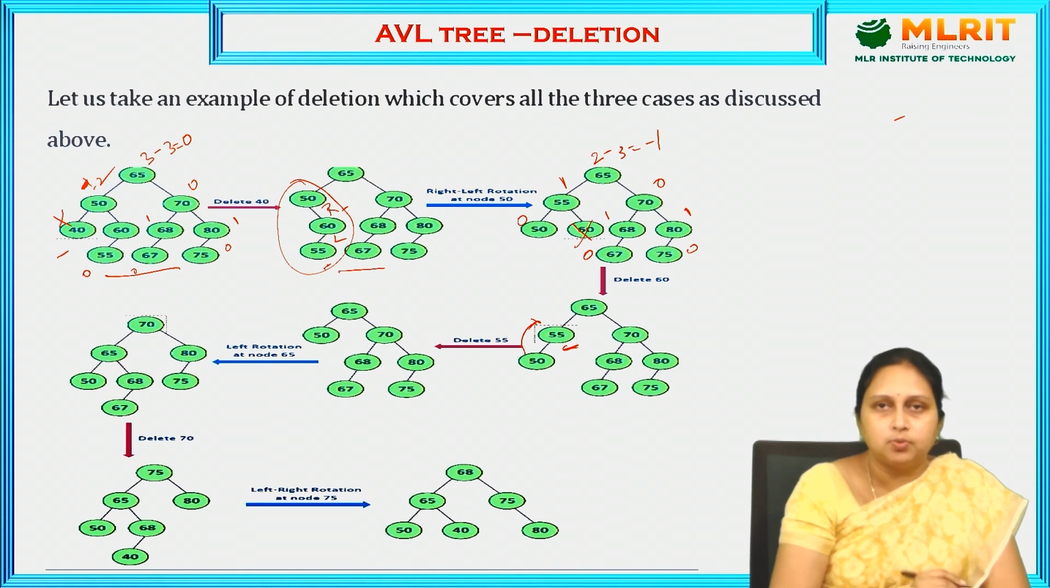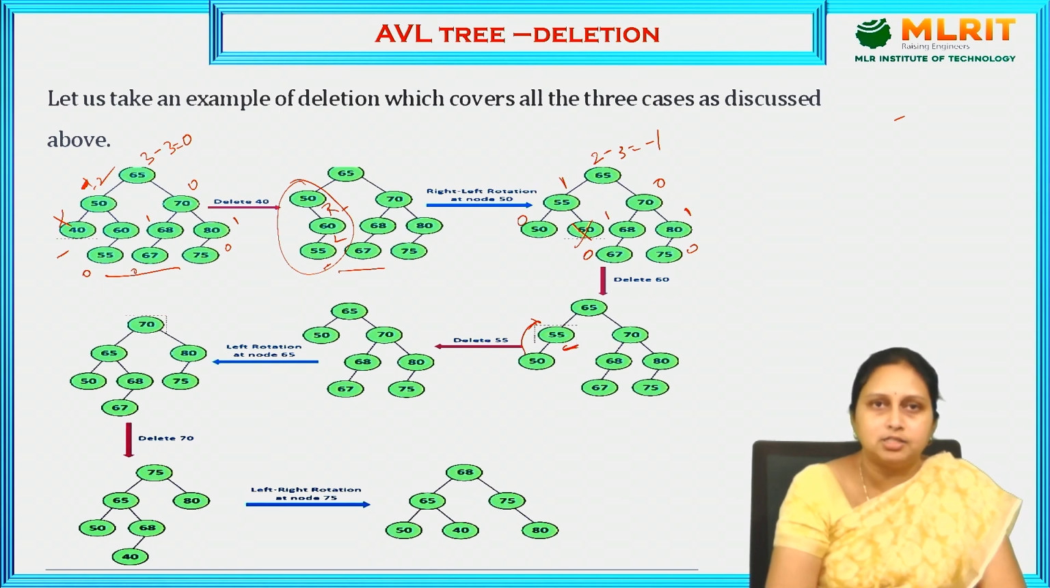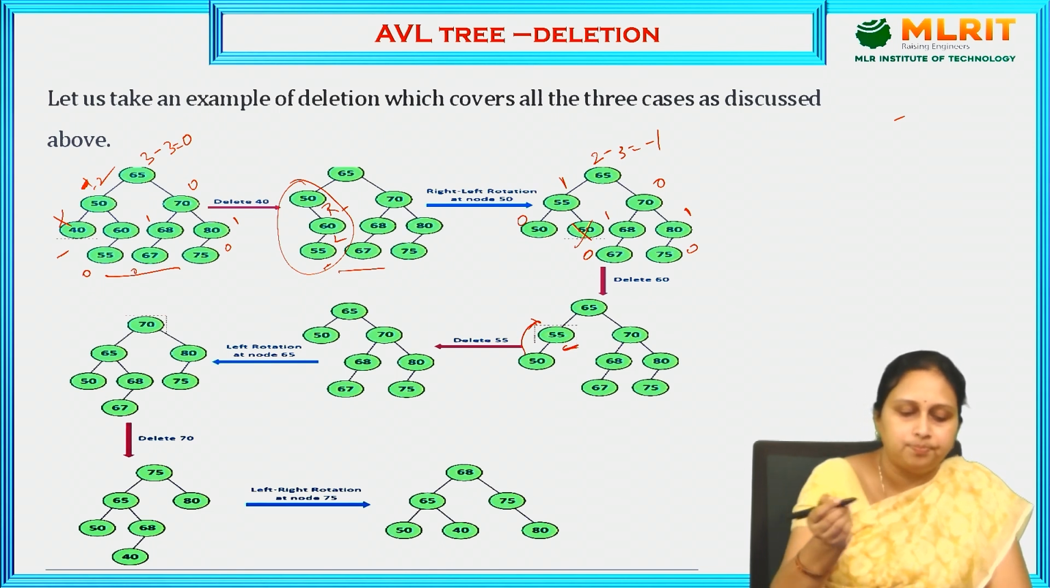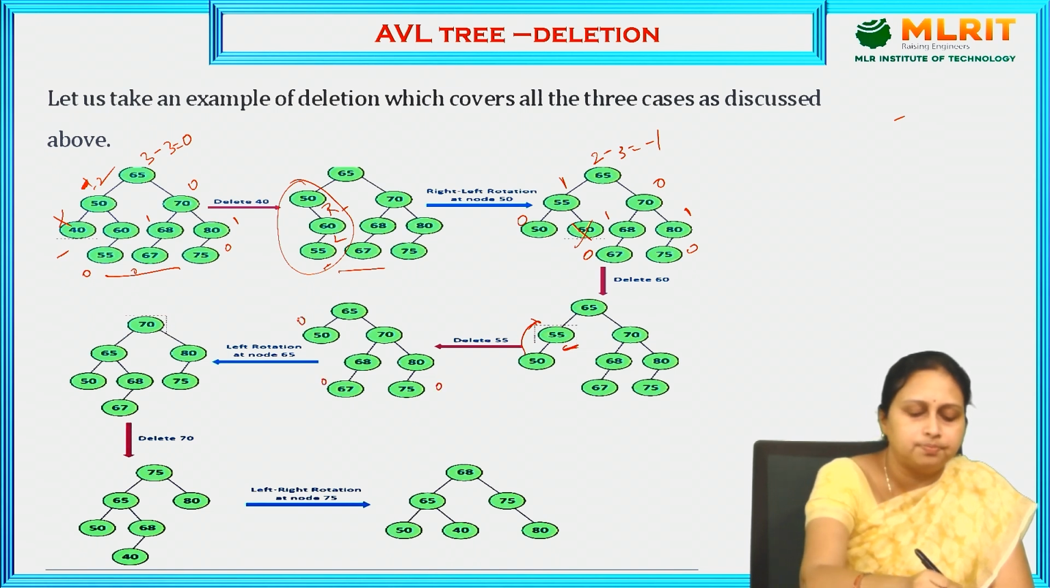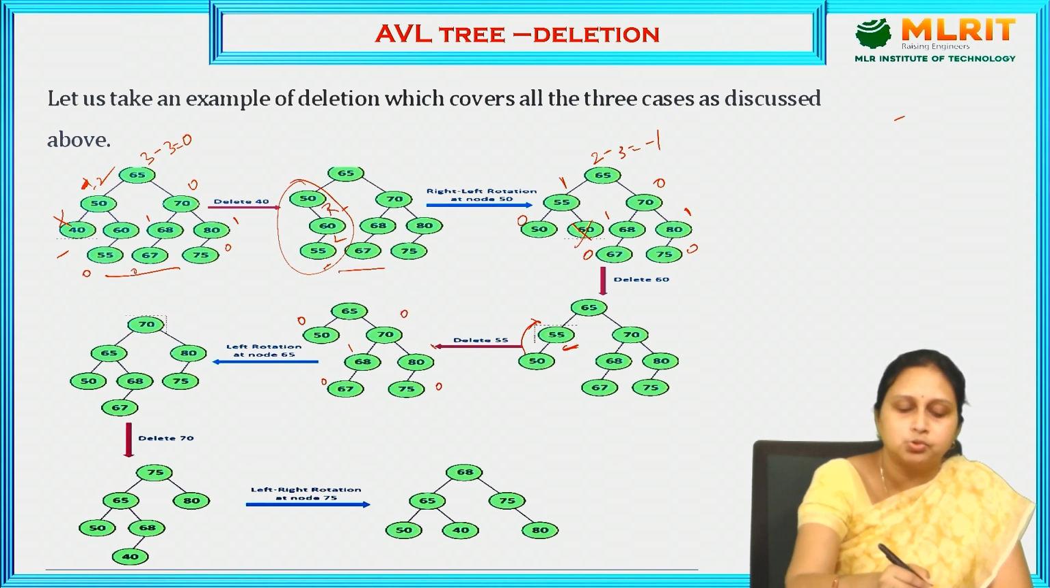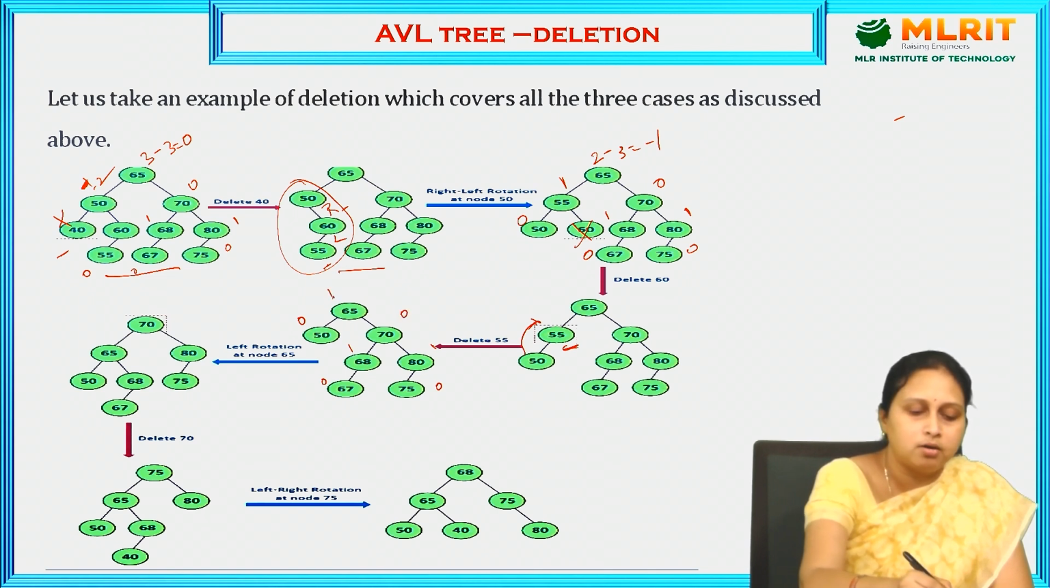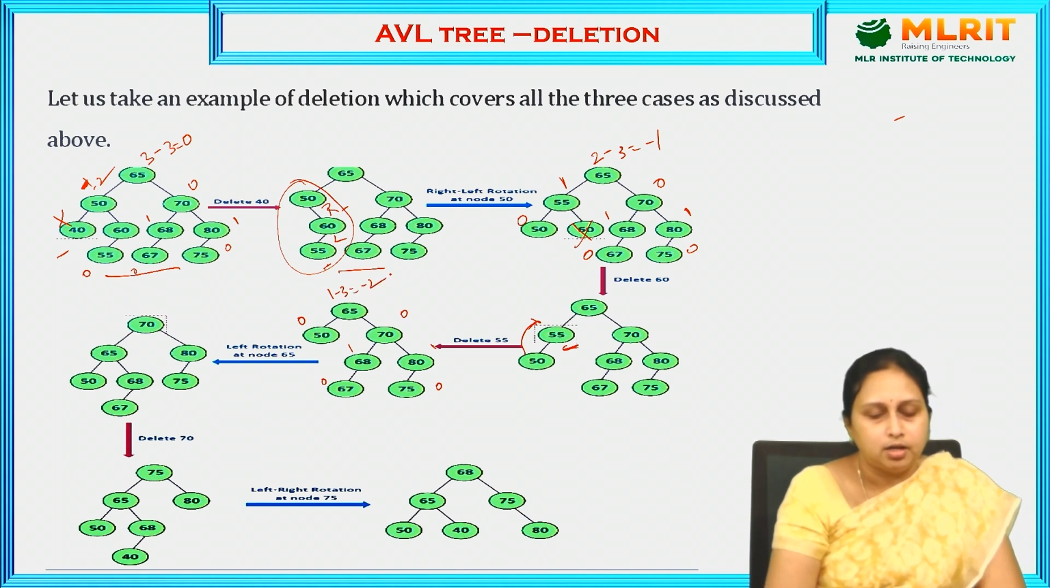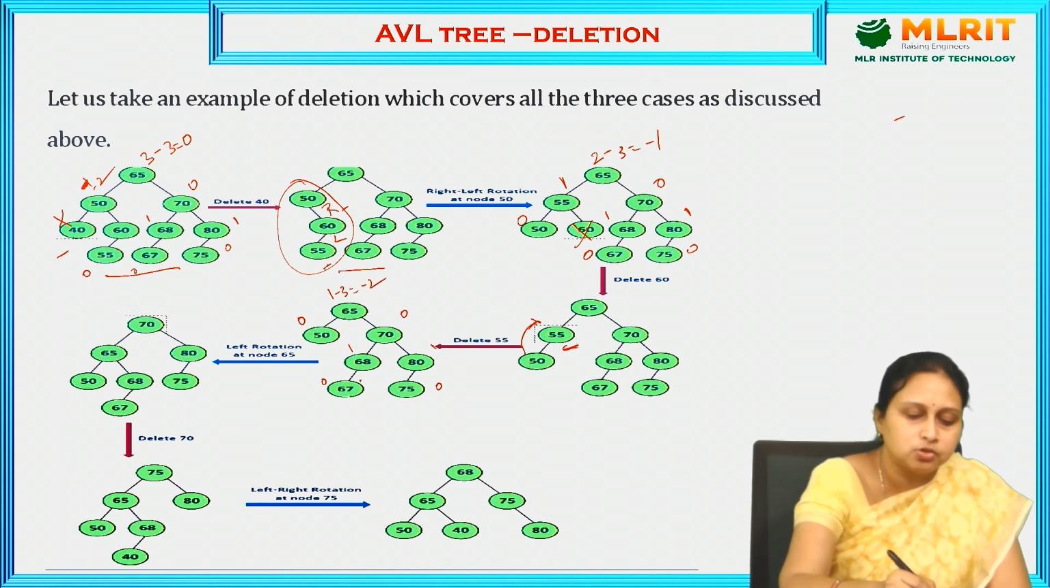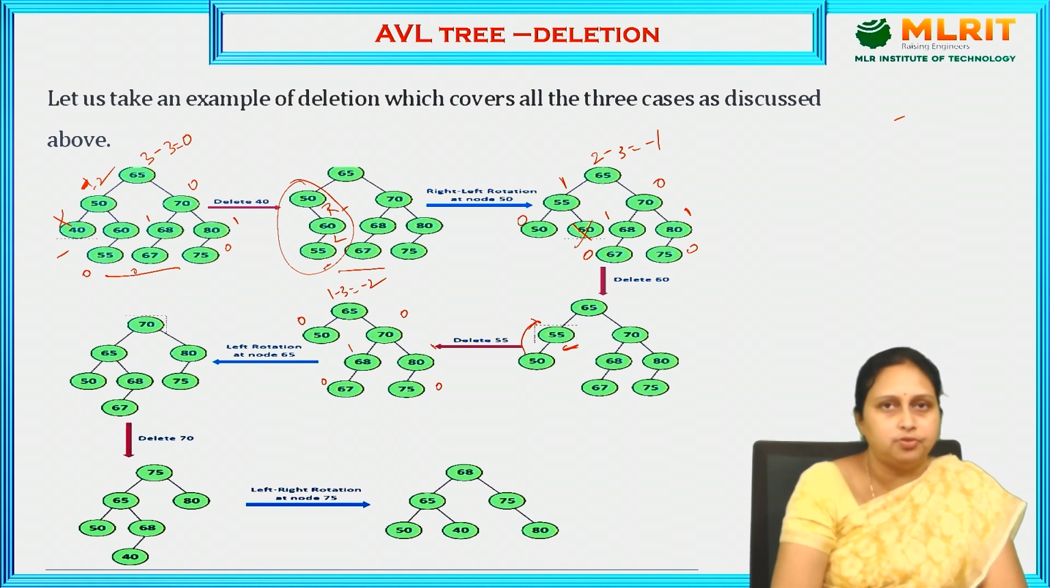After replacing with 50, what is the balance factor for each and every node? You can see all leaf nodes will always be 0. This is 1, 1, and this is 0 because 2 minus 2 is 0, and this is 1 minus 3, which is minus 2. Because of this it is imbalanced, because of this path or this path, any of these.